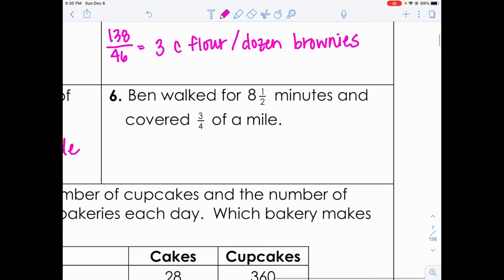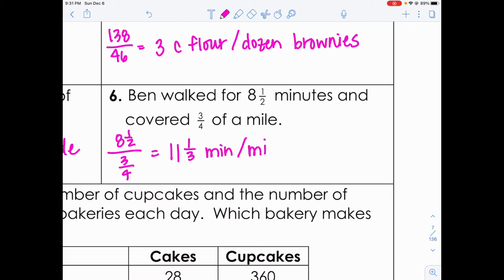Number 6, last but not least on this, Ben walked for 8.5 minutes and covered 3/4 of a mile. We're going to do 8.5 minutes per 3/4 of a mile. So 8.5 divided by 3/4. Putting it into my calculator, I get that it is 11 1/3 minutes per mile. A couple of things about this one. Notice I did not leave this as an improper fraction. It has to be changed to a mixed number.